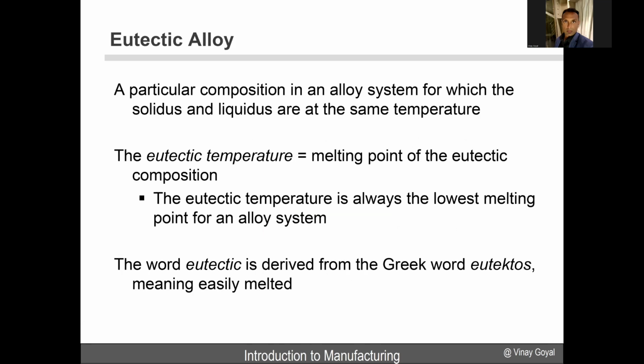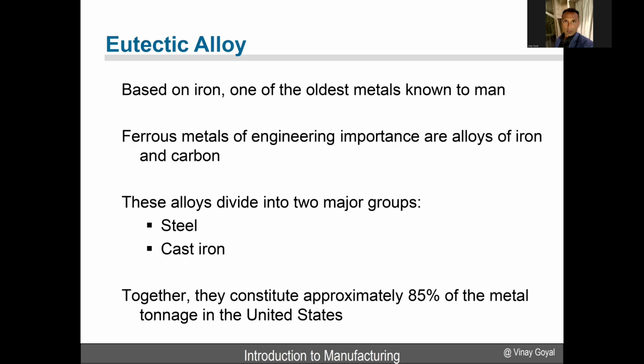The word eutectic is derived from the Greek word eutektos, which means easily melted. Now, iron is one of the oldest metals known to man. Ferrous metals of engineering importance are alloys of iron and carbon. These alloys can be divided into two groups, steel or cast iron. Together, they constitute approximately 85% of the metal tonnage in the United States.